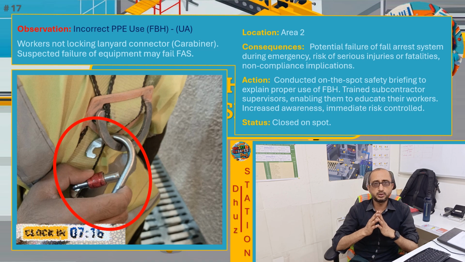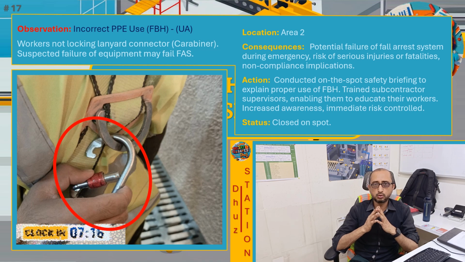Our safety team, during the focus inspection of full body harness compliance, noticed that workers are not locking their lanyard connectors, carabiners, correctly. As per our implemented PPE protocols, all the PPEs must be used by meeting all the intended requirements so they perform effectively during their intended operations. Now, in this situation, any suspected failure of the equipment will fail our fall arrest system to avoid any fall effectively. Also, the unsafe behaviors are observed and it is a case of non-compliance.